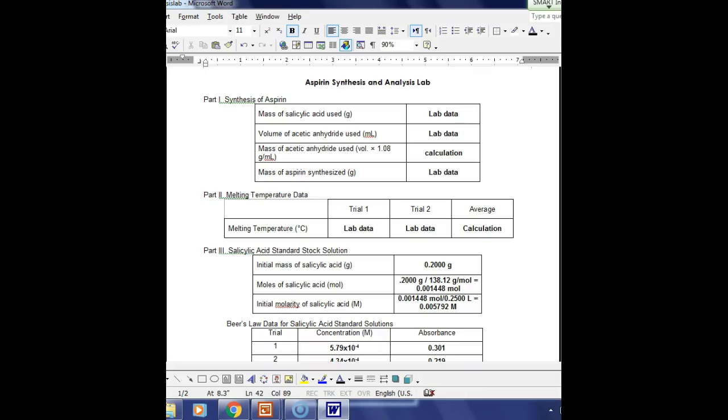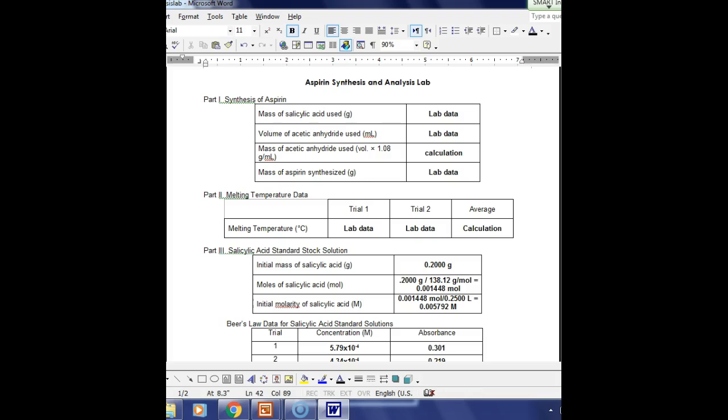Alright, this video is going to go over the aspirin synthesis and analysis lab. In part 1, you measured the mass of salicylic acid you used. You also should have measured the volume of acetic anhydride you used, and you should be able to use the density of the acetic anhydride given in the third row along with the volume to determine the mass of acetic anhydride that you used, and then you measure the mass of aspirin synthesized.